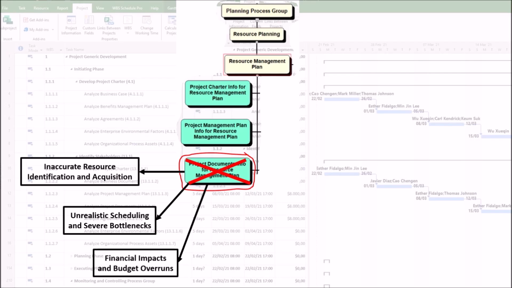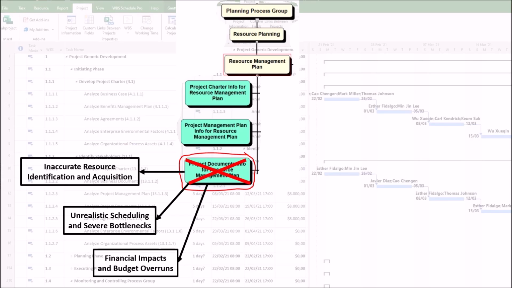3. Financial impacts and budget overruns. The harm is that the project runs out of money prematurely. It happens as follows. First, poor cost estimates analysis. If you don't align your resource plan with the project's cost estimates and budget, you might plan for resources you simply cannot afford, such as hiring senior consultants when the budget only allows for junior staff.